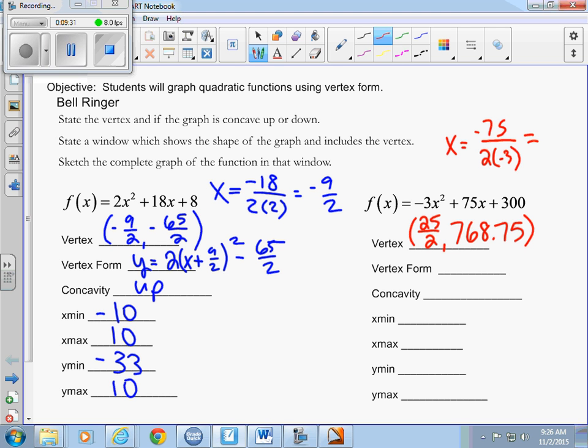Different y value or different x? Well, let me check. I got that. Let me see your calculator. Foolproof way to do it. Use your table. That way you don't mess up. Is this what we're supposed to do? You forgot to square on the 25 over 2.